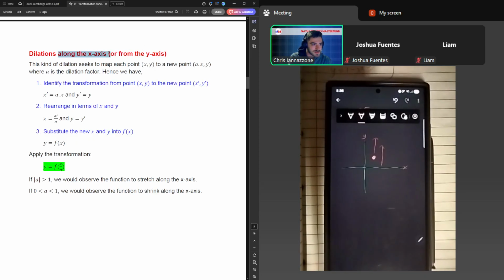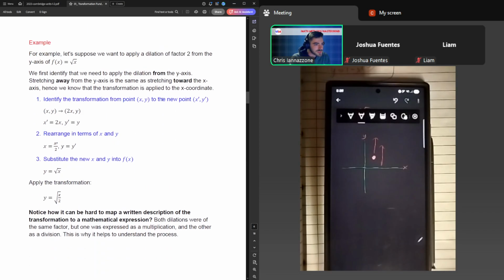The other dilate is in the x direction. So it'll either say along the x or from the y. The books will always say from the y, but I have seen along the x occasionally. Exact same thing, but this time you multiply the x value. Exact same steps. There's no further rearrangement in this case though, because you've already got y on its own at the very end. This x divided by a after you do your rearranging doesn't need to have any further things done to it. So we look at how that looks in an example.